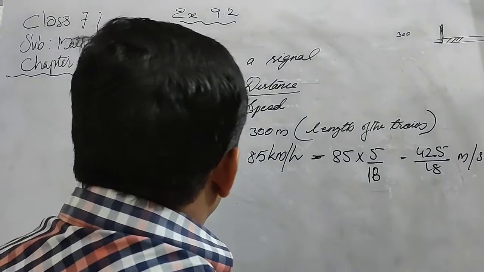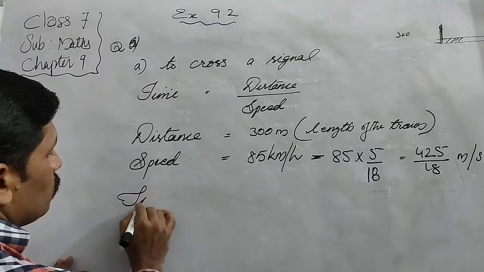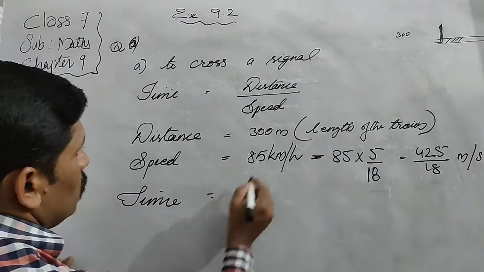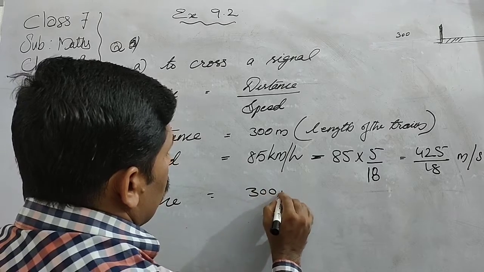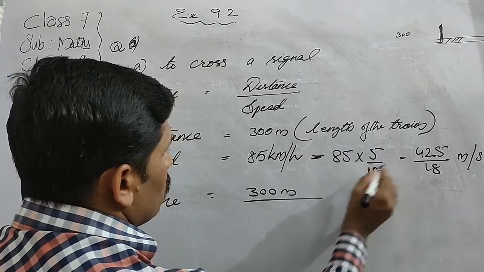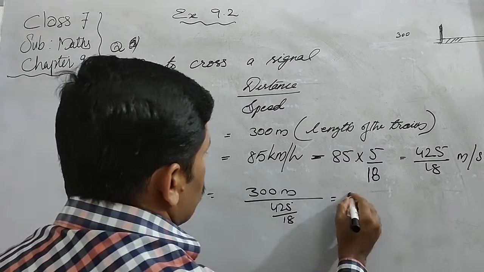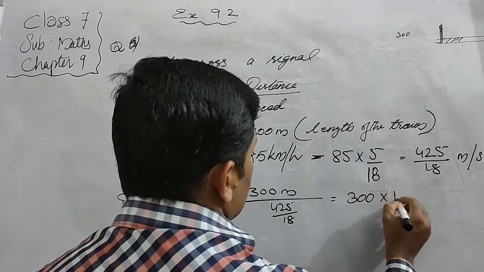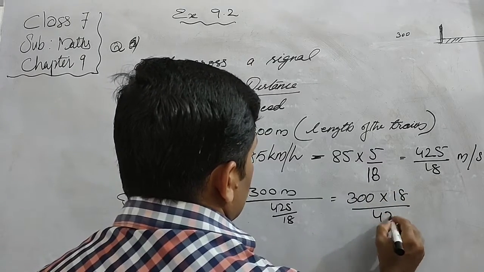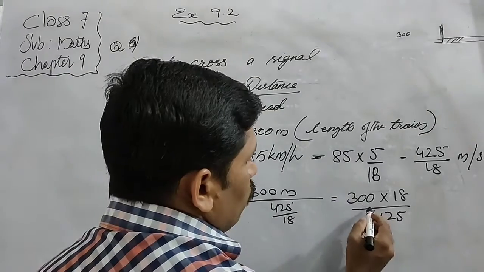And now what we have to find out is the time taken. So time is equal to distance by speed. What's the distance? 300 meters divided by speed. Speed is equal to 425 upon 18. That we can write: division means multiplication with the reciprocal. Therefore, we multiply it by 18 upon 425. We can cut it by 25 itself.